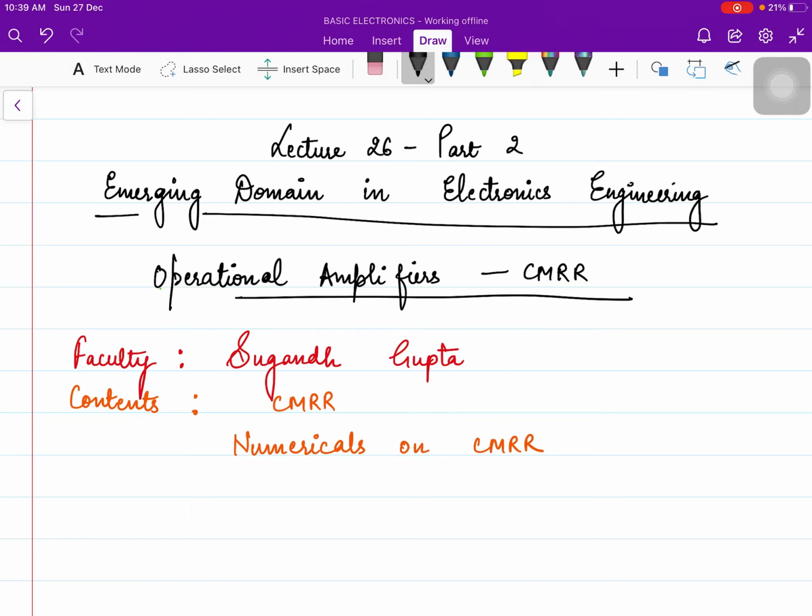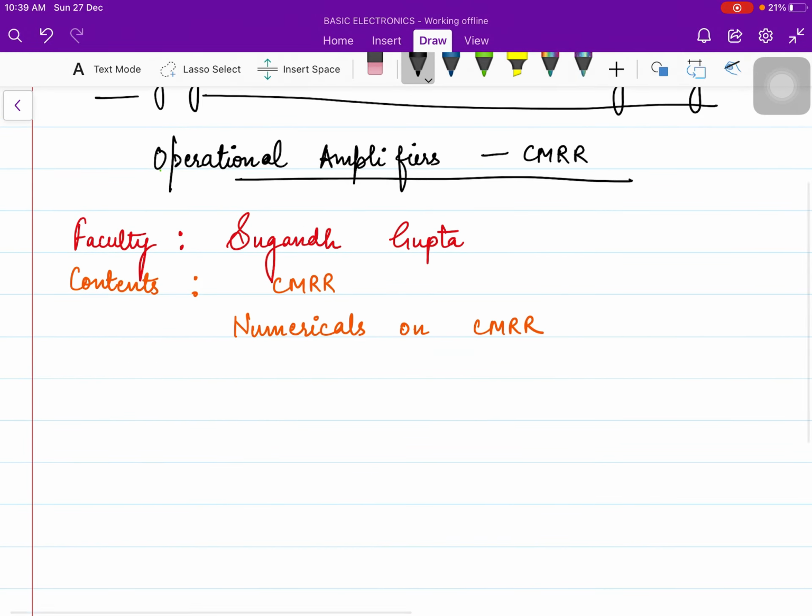In the previous lecture, we discussed the differential and common mode operation of op-amp, and we observed that op-amp has the ability or tendency to reject the common signals and it amplifies the different signals, or the signals which are opposite in polarity. So this ability of op-amp, that is to reject the common signals, is measured by a parameter called CMRR. CMRR stands for common mode rejection ratio.